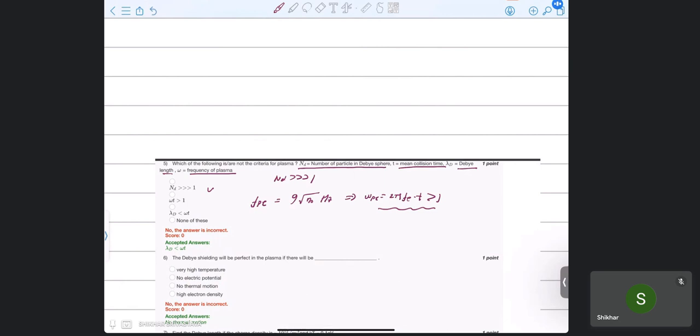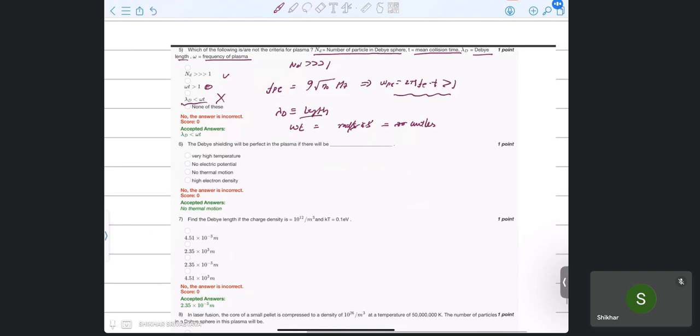The third term, even if you don't know the second logic, you can easily say that this is wrong, because lambda, the Debye length, has a dimension of length, whereas omega has a unit of radian per second, inverse per second, and time has a unit of second. So it is unitless. How can you compare it with something which has units of length? So this is a wrong comparison. So the fifth one is wrong.